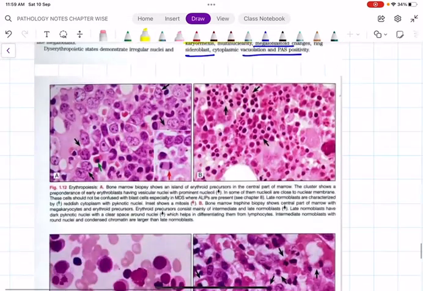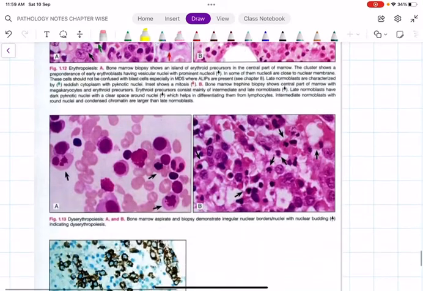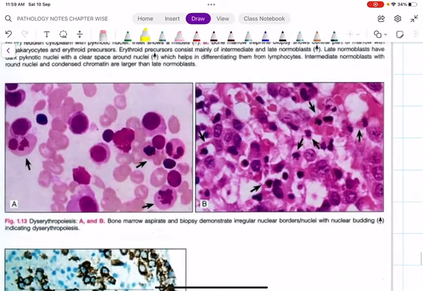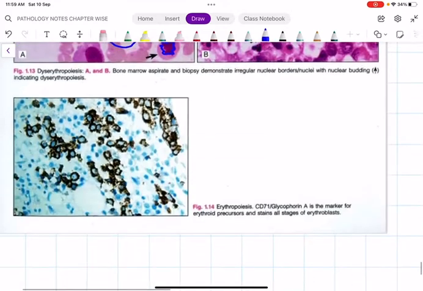So you can see here, this is dyserythropoiesis. You can see the nucleus of the cell has an irregular border. I will draw with a violet color. Within this single cell you can see two nuclei. Sometimes the nucleus will be bridging within a cell. So these are all the morphologies you will see. This is nuclear bridging. So this is dyserythropoiesis.